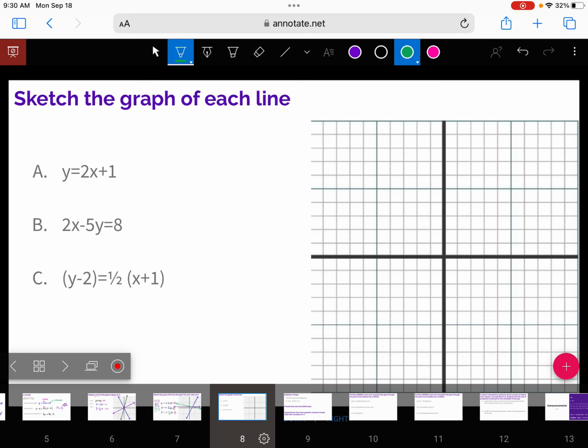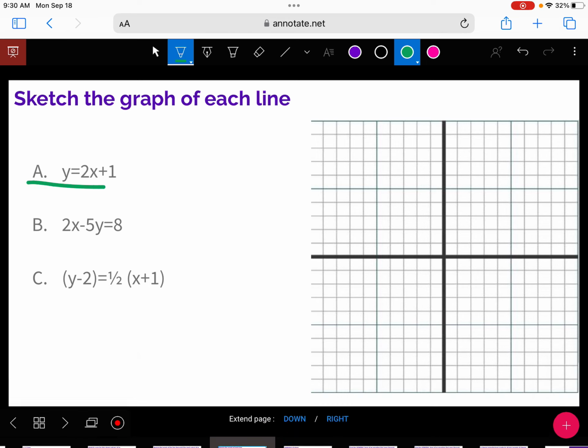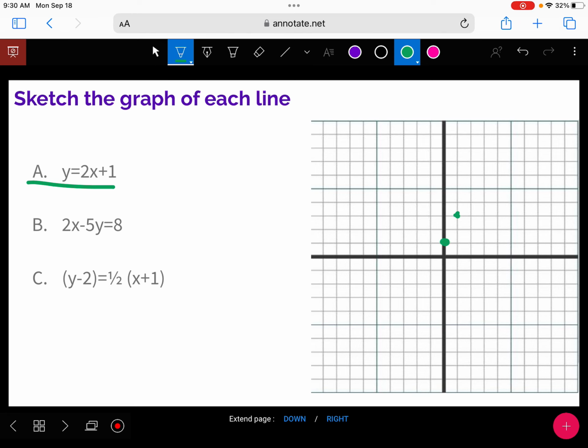Okay, so this first one is slope-intercept form. We love it, classic. We start at our y-intercept of 1, we move with a slope of 2, and we get a line that looks like this. We love slope-intercept form, classic. Working with it forever, very comfortable.